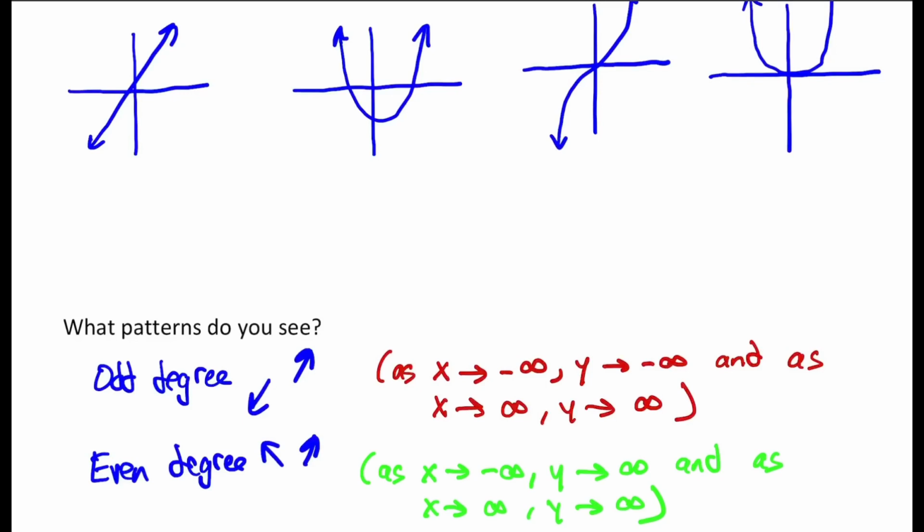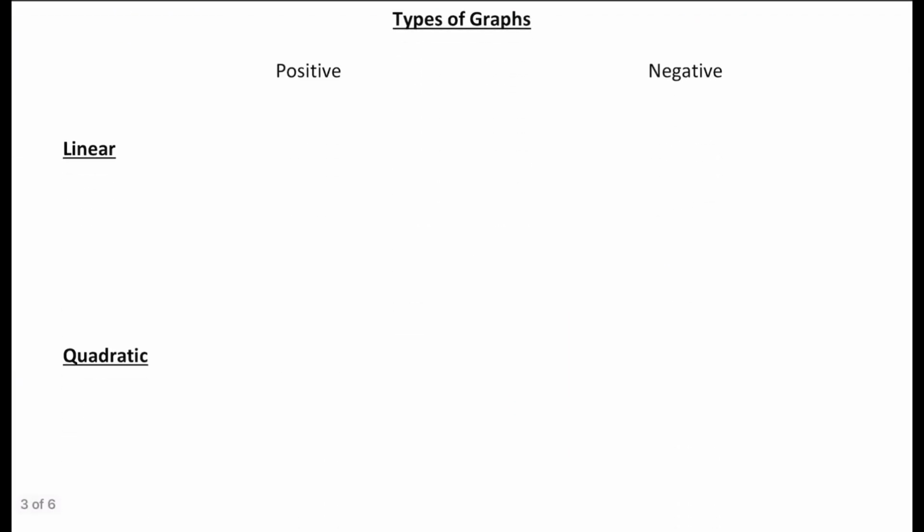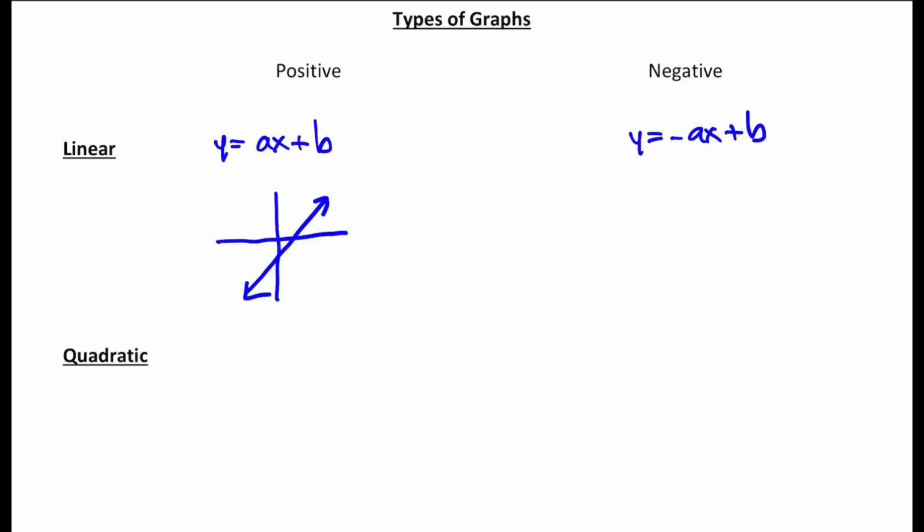Okay, let's move on to types of graphs, positive and negative. Again, I'm hoping this is largely review, and I'm going to write the standard form of the equation and just make a quick sketch. So for linear positive, it's going to be y equals ax plus b. That's how you probably recognize it on your calculator. mx plus b, same thing. There's a simple sketch of one of those. Negative would be y equals negative ax plus b. And that would have a negative slope.